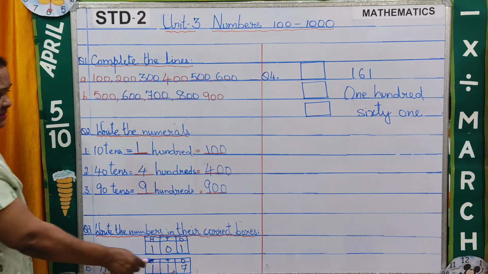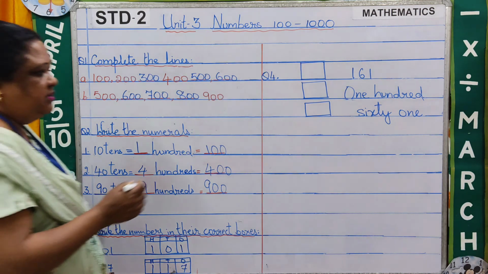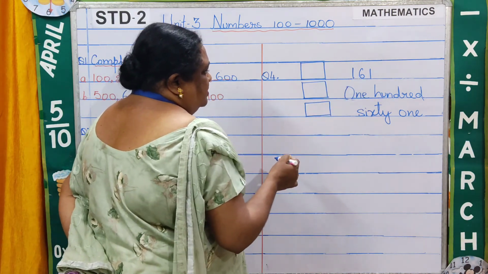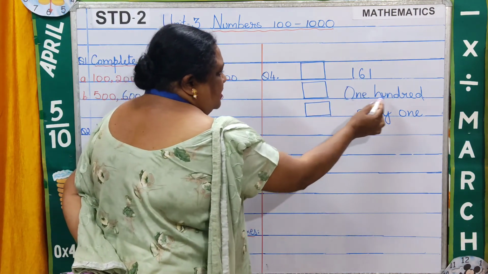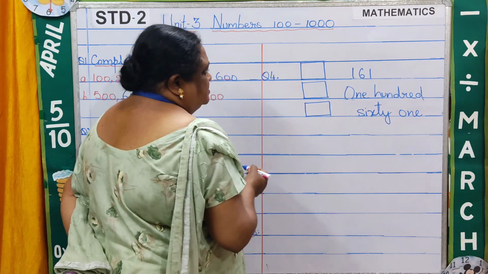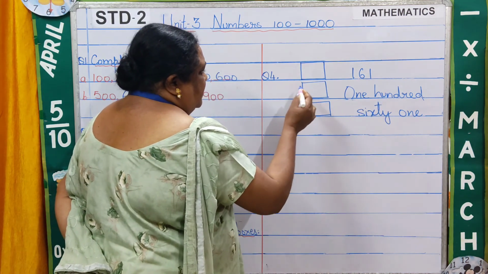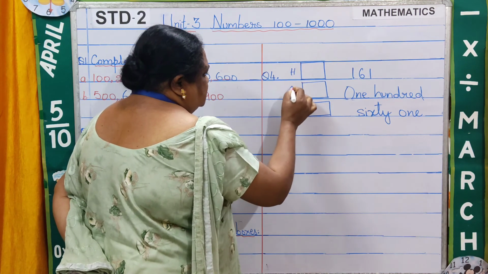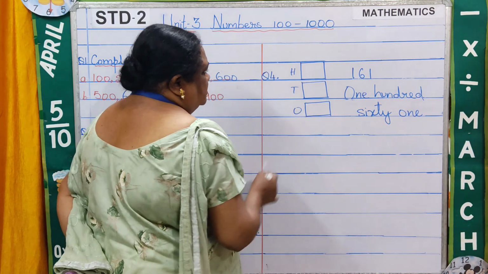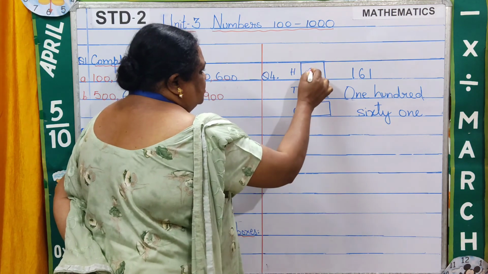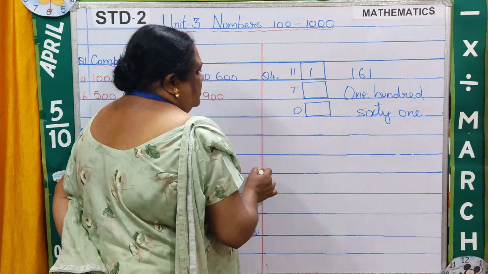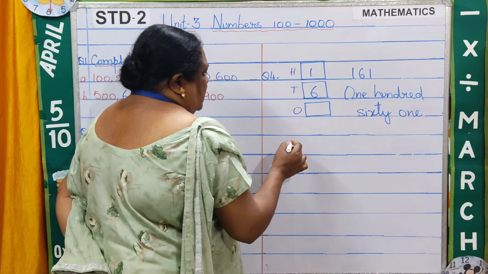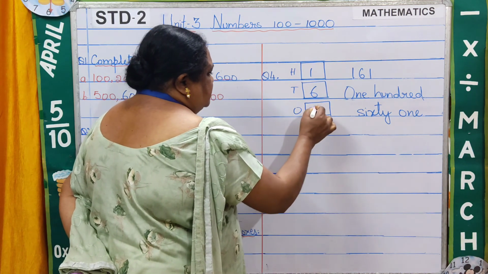So 117. Coming to question number 4, 161. We write it as 161. Now we have to put it into the correct boxes. This is hundreds, tens and ones. So in hundreds place it is 1. In tens place it is 6. And in ones place it is 1.